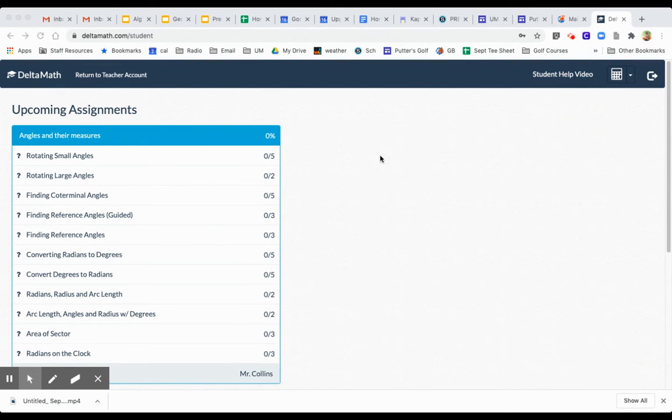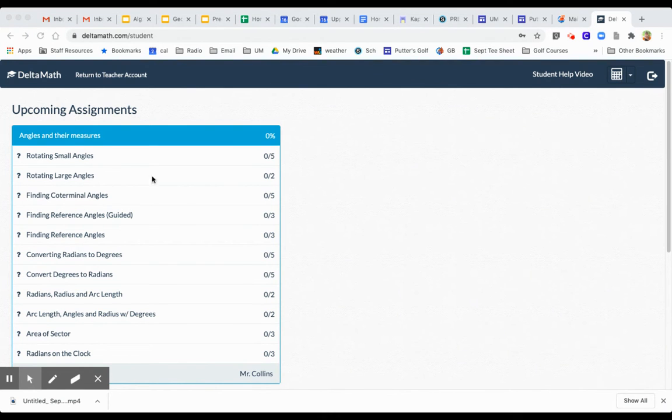The first thing you notice is that this assignment is called Angles and Their Measures, and it has all these little subtopics, and I've assigned a set number of problems for each of them. For instance, rotating small angles. They have to get 5 of these correct to complete this topic and then move on to the next topic.